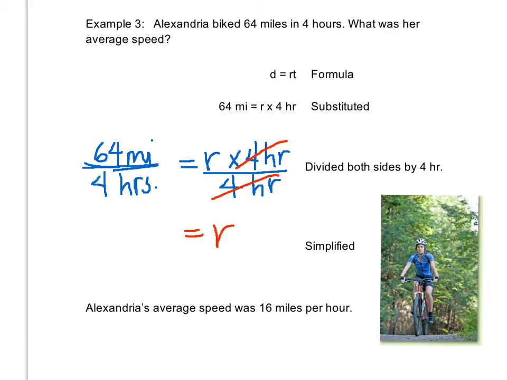Over on this side, we're going to divide 64 by 4, and we end up with 16 miles per hour. So Alexandria's average speed was 16 miles per hour. The rate at which she rode may have been faster at some points and slower at others, but averaging 16 miles per hour for 4 hours, she completed the 64-mile trip.